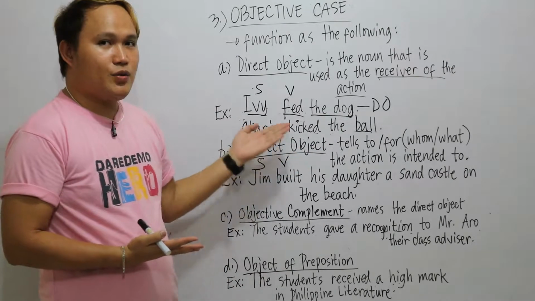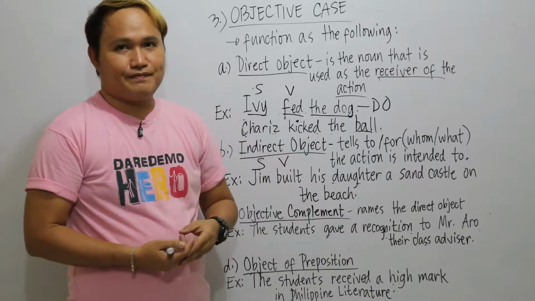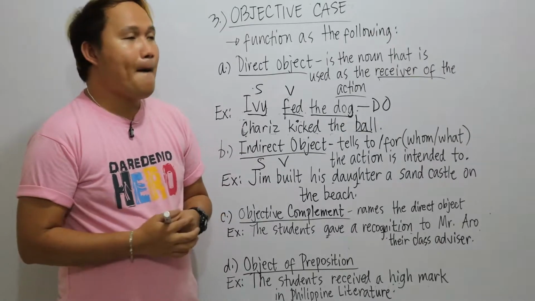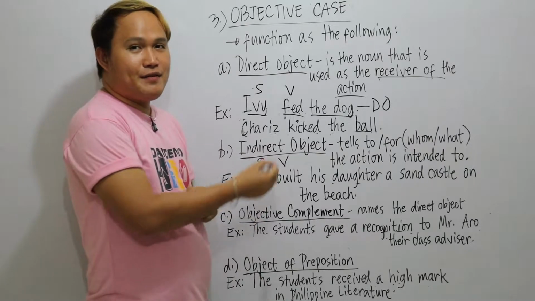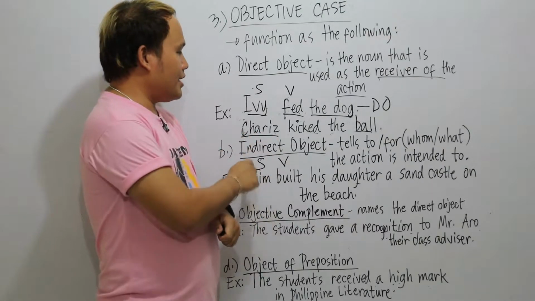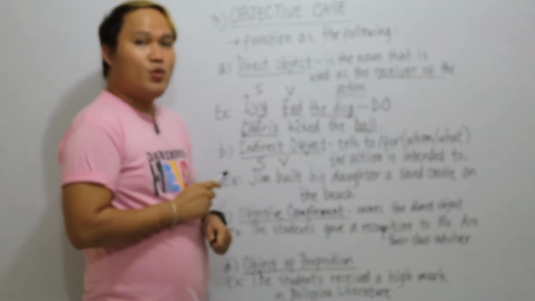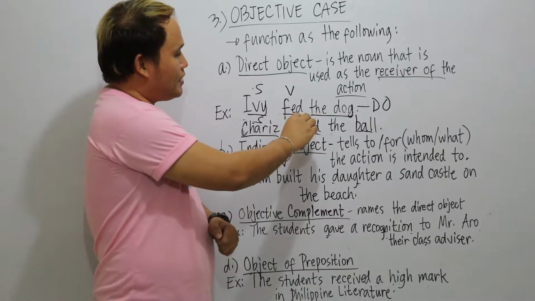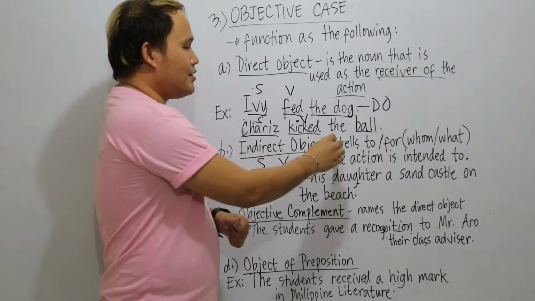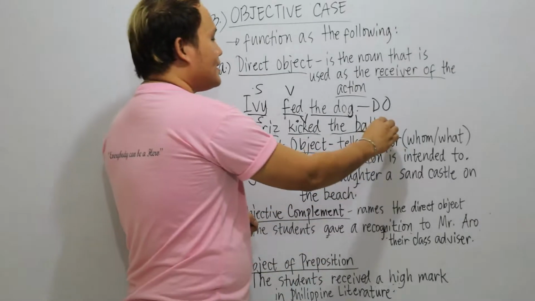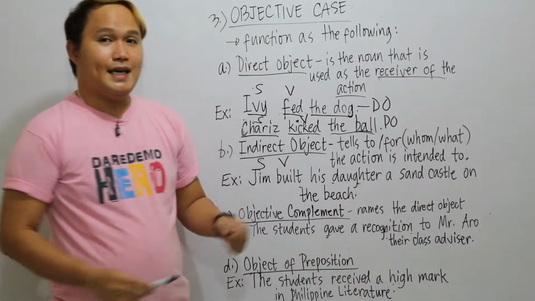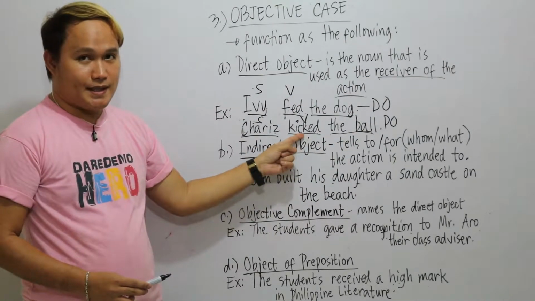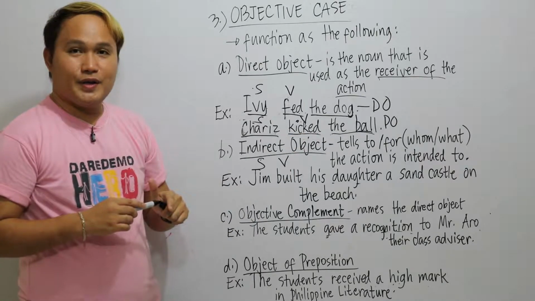Okay, let's move on with the second example to further learn about direct object. We have here: Cheriz kicked the ball. Question: what did Cheriz kick? It's the ball. Now let's identify each word. Cheriz here is our subject, the one doing the action. Kicked is the past form of kick, which is the verb. And the ball here is our direct object, because the ball is the receiver of the action, which is kicked. I hope you understand.